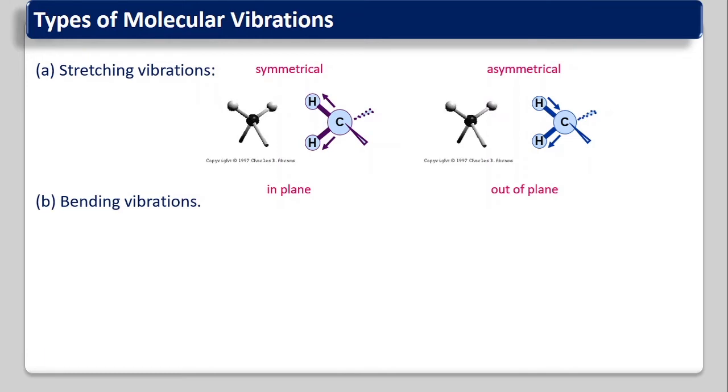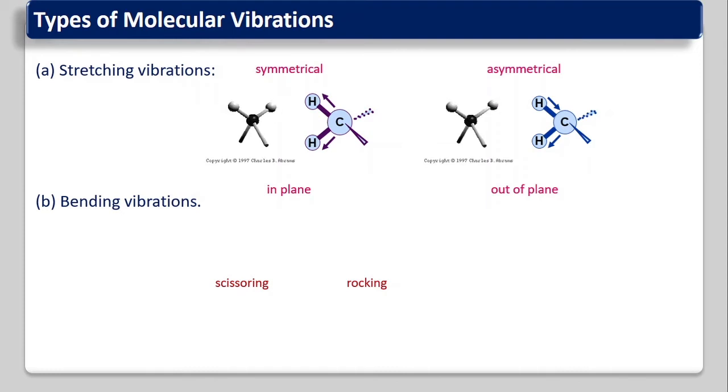Bending vibrations are also of two types: in-plane vibrations and out-of-plane vibrations. If during bending the two bonds remain in one plane, it is called in-plane bending vibration. If during vibration the plane of the vibration changes, it is called out-of-plane bending vibration. Now we'll see one by one. In-plane vibrations are of two types: scissoring and rocking.